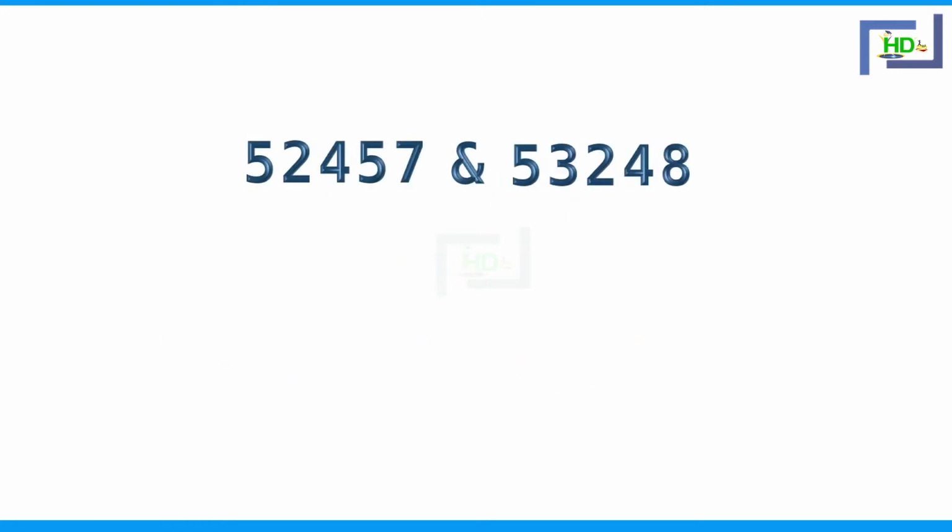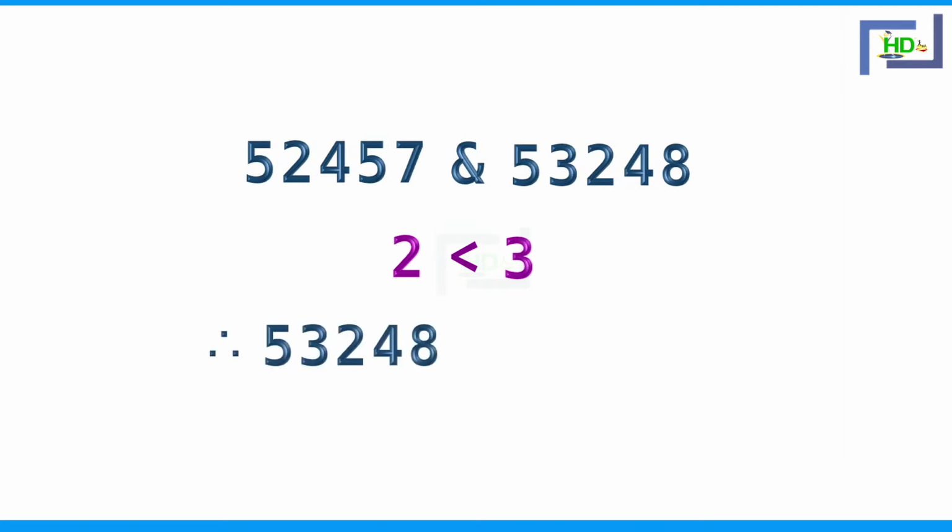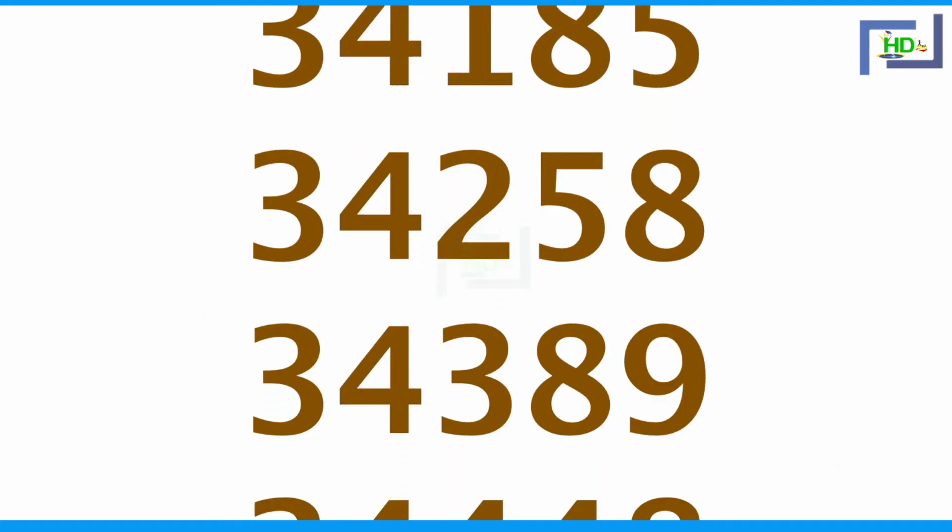Now try to say which is greater, 52,457 and 53,248. If we observe these two numbers, here both the numbers have the same number of digits, and also both the numbers have the same digit 5 in 10,000s place. So we can compare the digits in the next place, that is in thousands place. Now what is the digit in thousands place? The digit in thousands place is 2 in the first number and 3 in the second number. And as we know that 2 is less than 3, now we can say that 53,248 is greater than 52,457. So here the greatest number is 53,248.